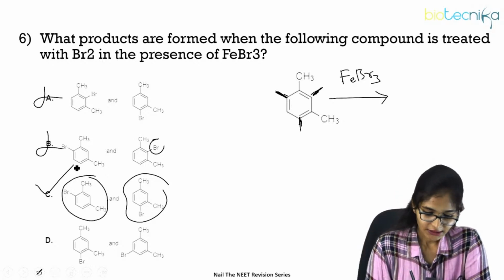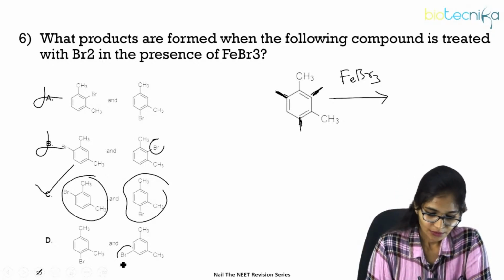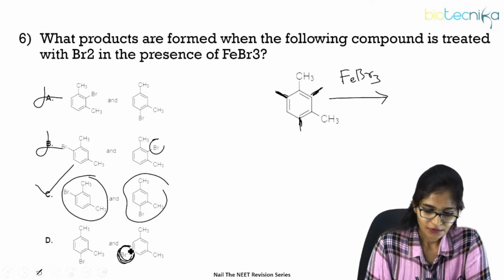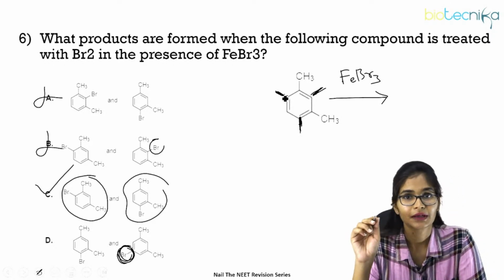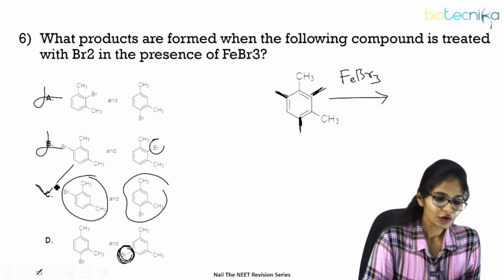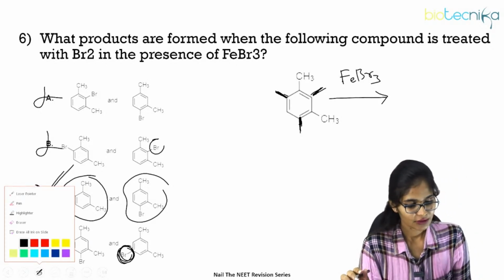And now option D, where they have shown the bromine attacking here, right? So bromine will not attack here. It will attack either this position or this position, right? So the answer for this question is option C.